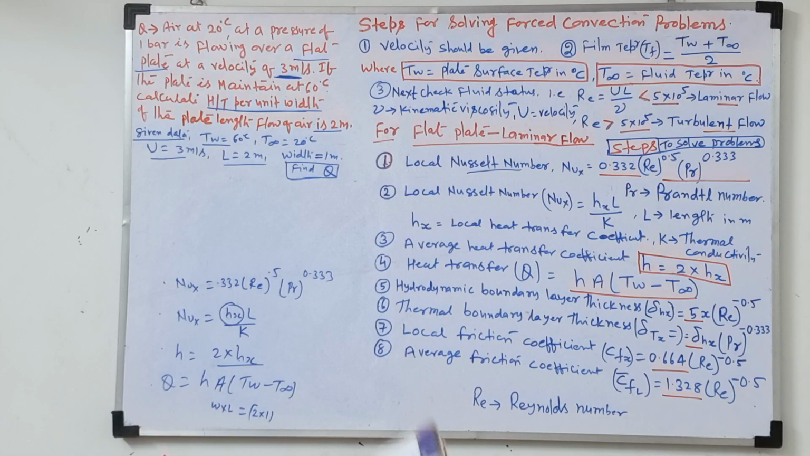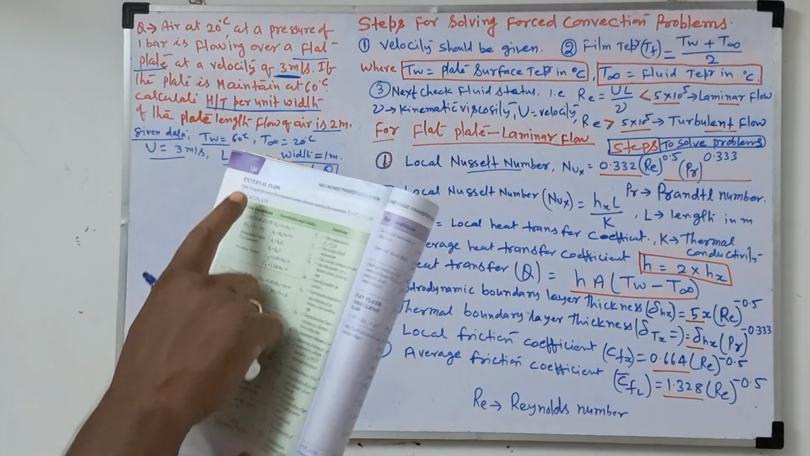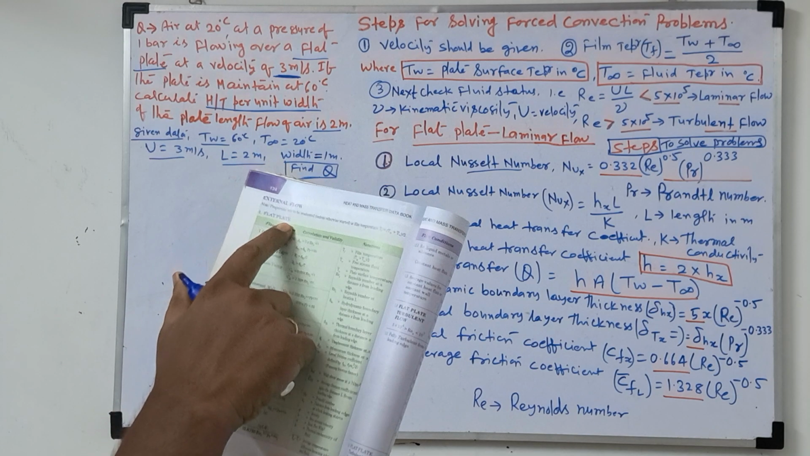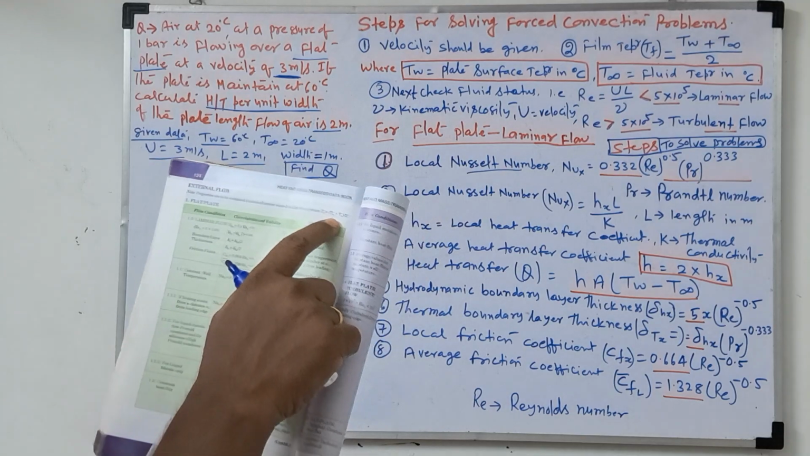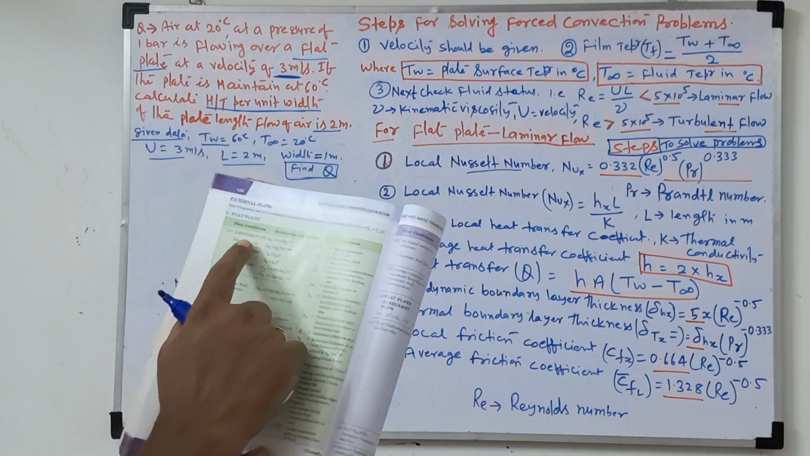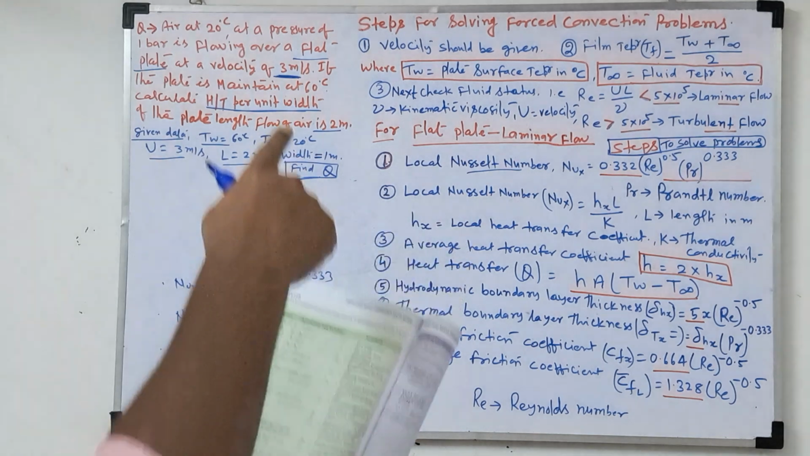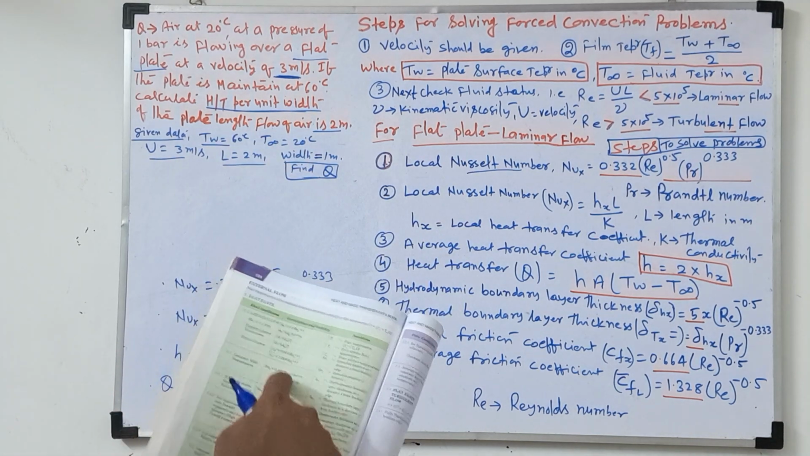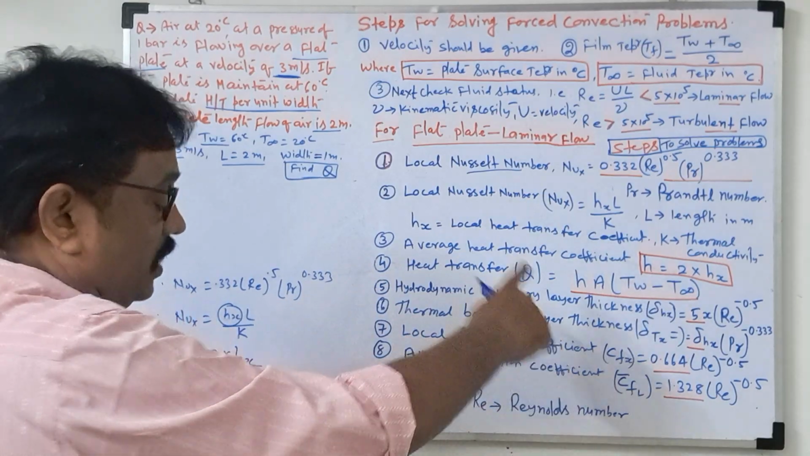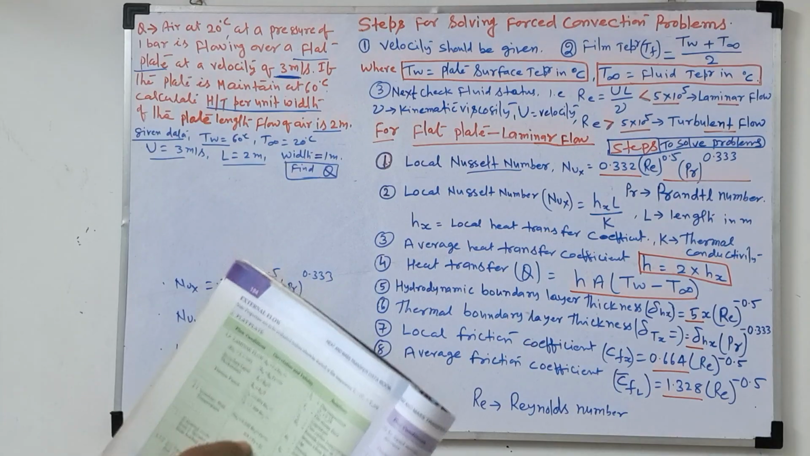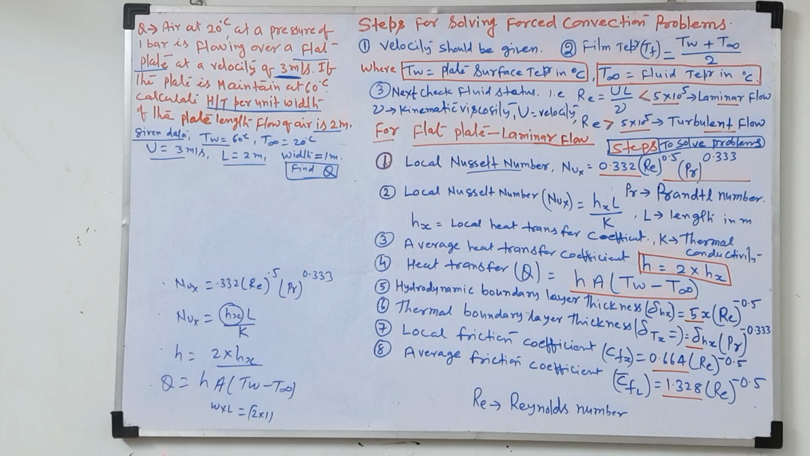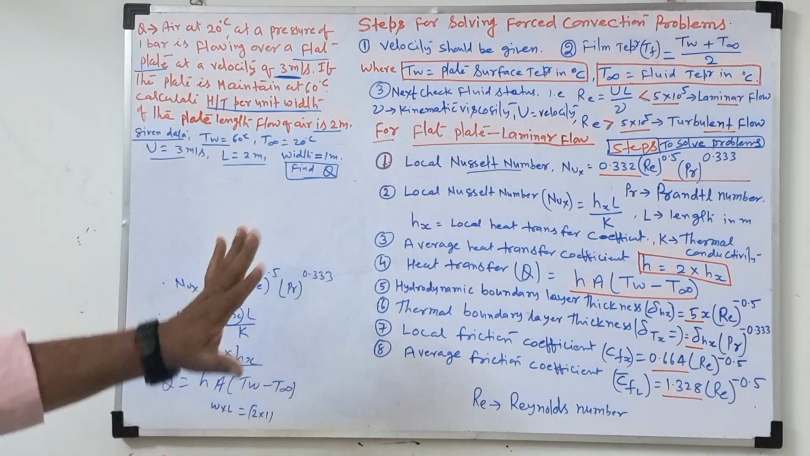Then on page number 125 we have all the formulas. Now flat plate, see here: film temperature Tf equals (Tw plus T infinity) by 2. For flat plate laminar flow, all the formulas are given here. This is the formula I wrote there. UG students can use this data book and solve the question. You only have to understand.